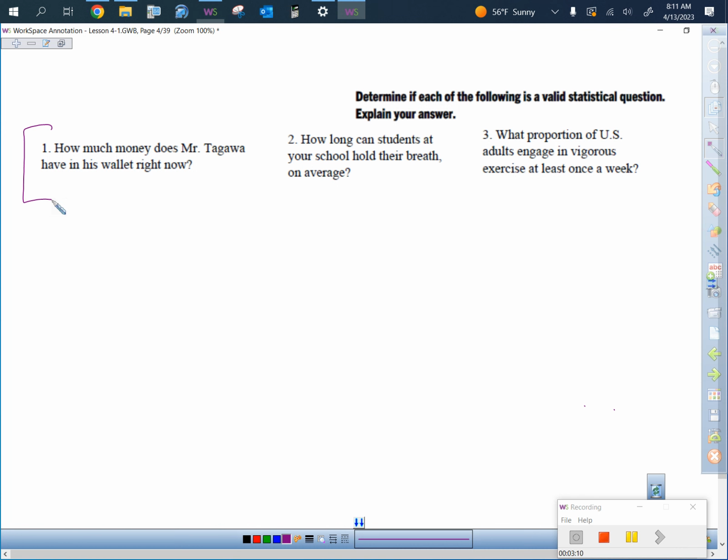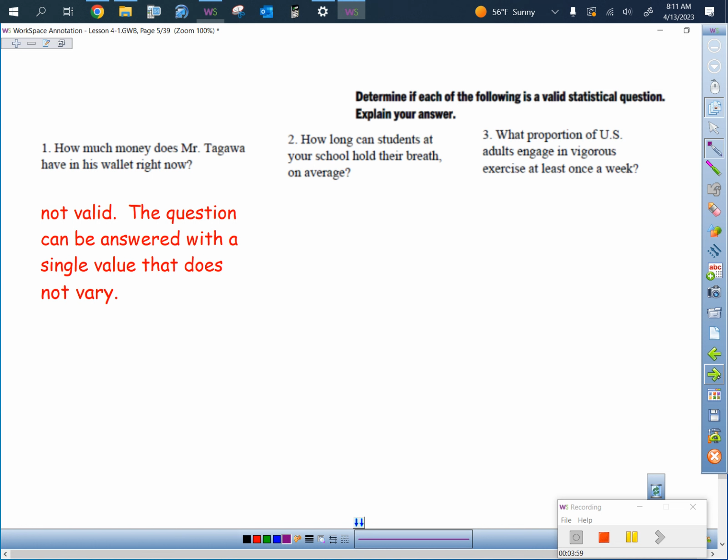It doesn't vary. Would you agree with that? Because currently, at that moment in time, there's only $20 in my wallet. It's not like it's just, oh, here's another 3, here's another 5 that shows up, here's another 10. There is a set amount of money right there. I know it's tough to understand, but that is not a valid statistical question because the answer can be answered with a single value that does not vary. It's not valid. The question can be answered with a single value that does not vary.